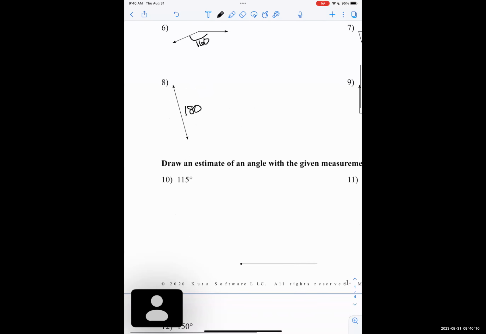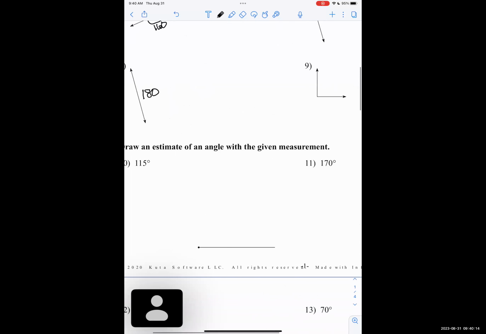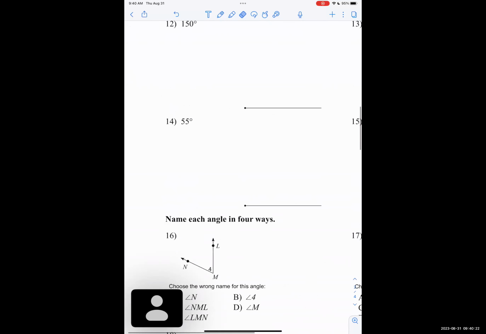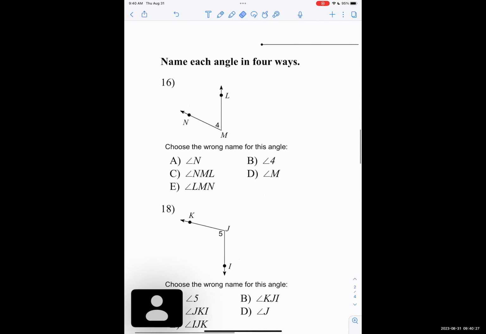Draw an estimate of the angles. I'm going to have you guys do that on your own. As you can see, there's a line all the way down here. You're supposed to put it there. Anyway, request it at the end if you want to do these together. Number 16.